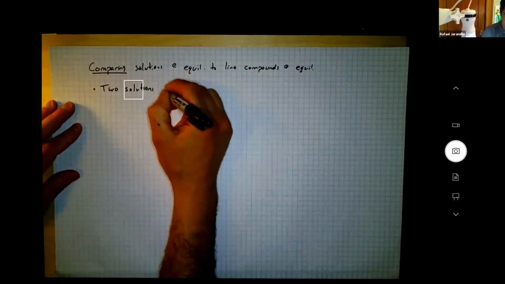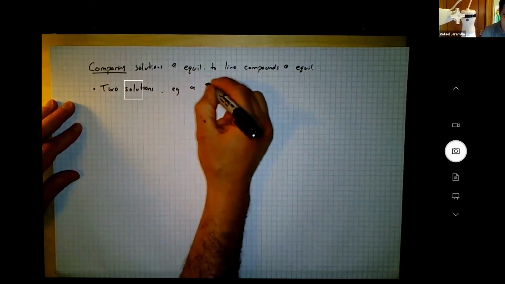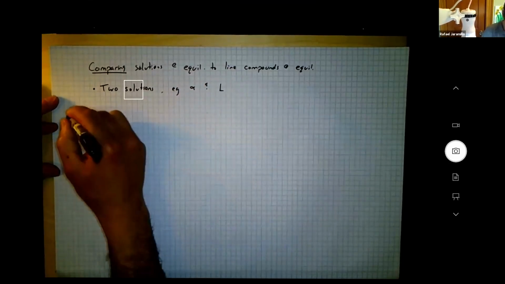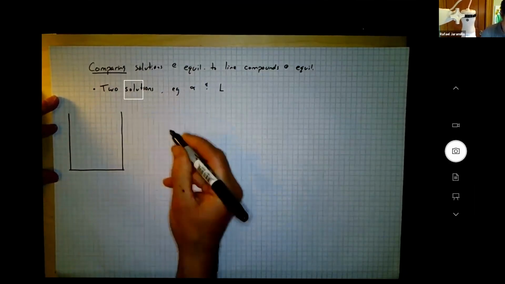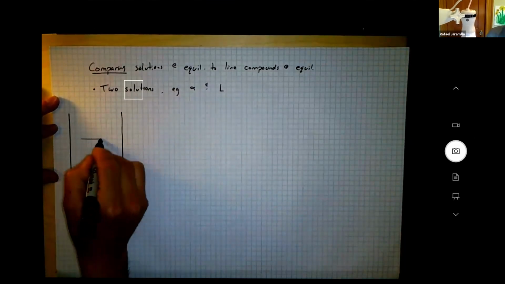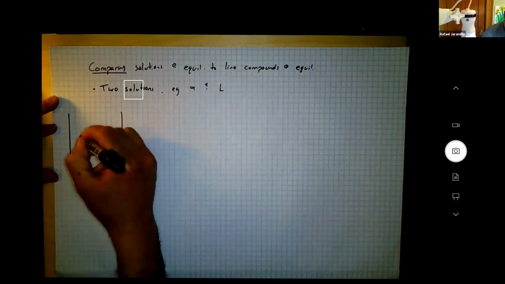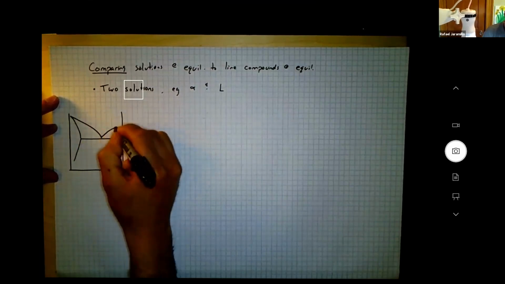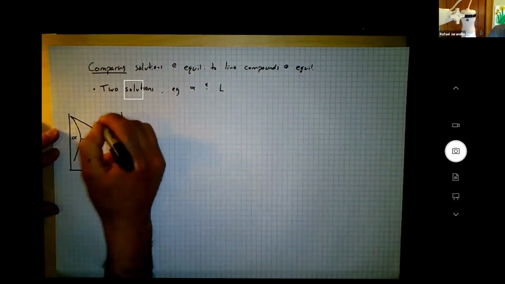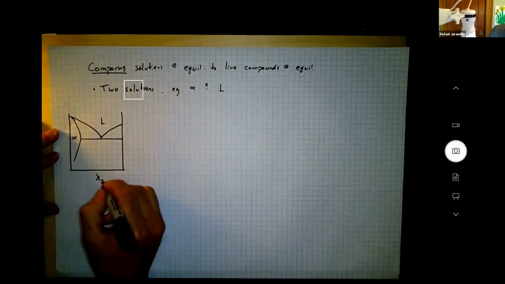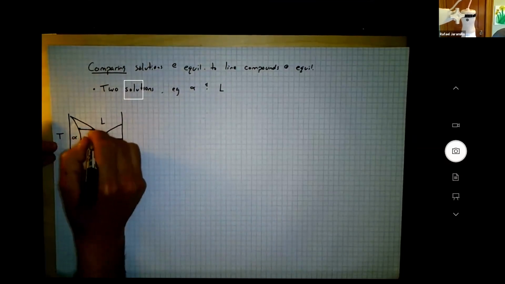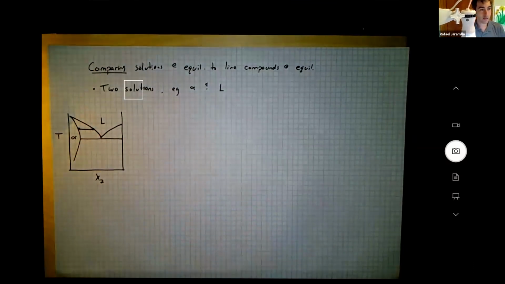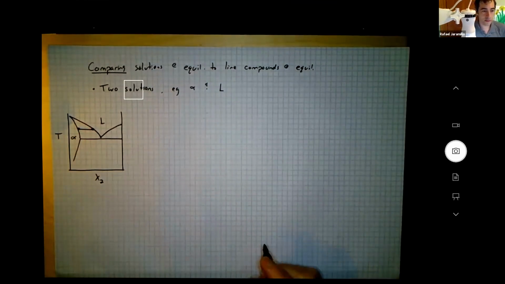So this is going to be two solutions. Let's imagine an alpha phase and a liquid phase at equilibrium. And I'm going to draw just a representative phase diagram, just to have something in mind. So here's alpha, here's liquid, here's X, here's temperature. And I'm going to imagine now some alpha liquid equilibrium, as I drew one tie line there. Alpha liquid equilibrium, just an example. This is no system in particular.